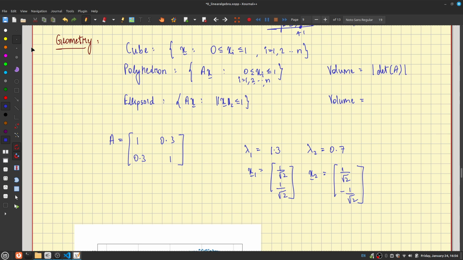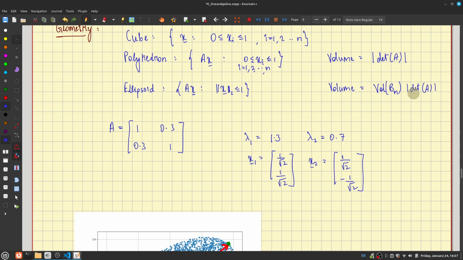The other nice property is that the volume of this ellipsoid is basically going to be the volume of the unit ball in n dimensions times the determinant of A. And again, you basically get this determinant by a change of variable, nothing else. So Bn is the volume of the unit ball in n dimensions. So in 2 dimensions, this is just pi. In 3 dimensions, this is going to be 4 by 3 pi. In n dimensions, this is just going to be equal to pi raised to n by 2 divided by gamma n by 2 plus 1, where gamma is the gamma function.